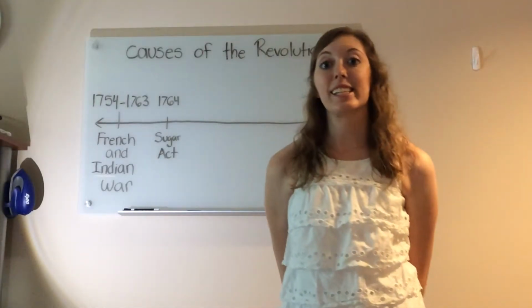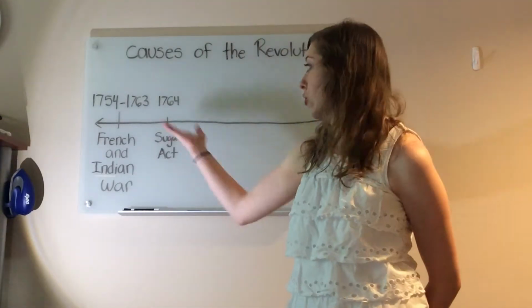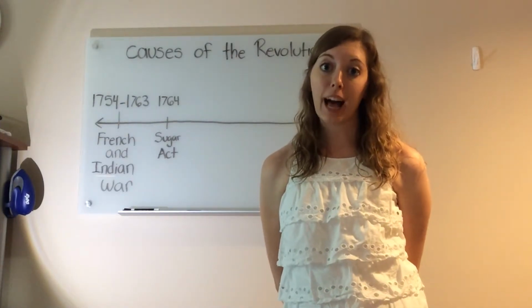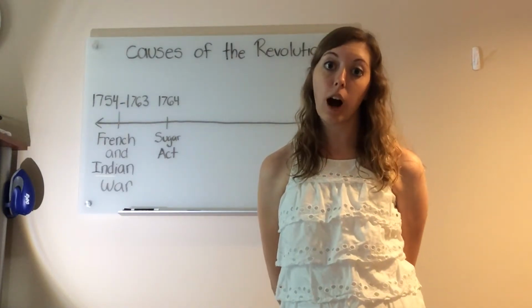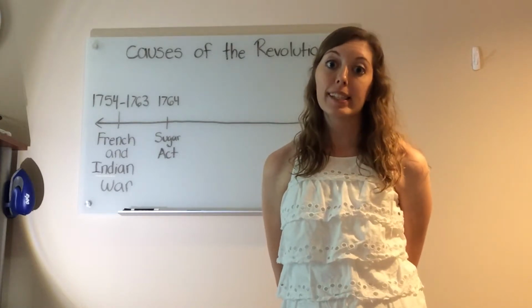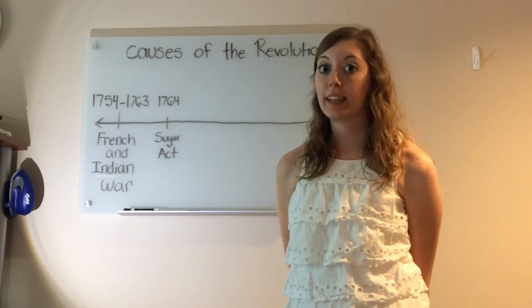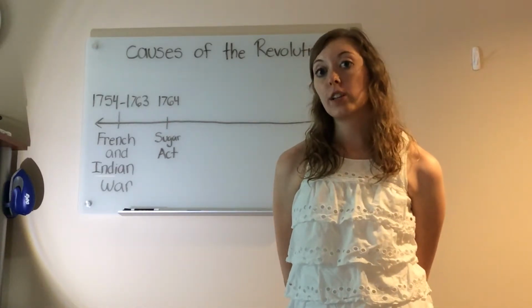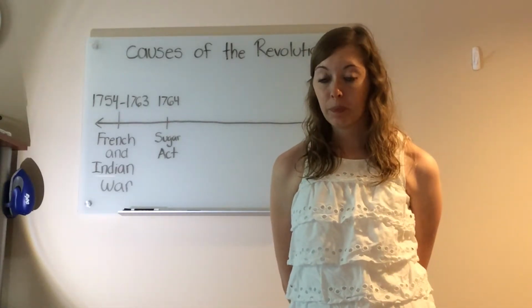In 1764, King George passed the Sugar Act. This act was a tax on molasses, which was a sweetener commonly used at the time. And this tax was directly linked to King George trying to pay off the expenses of the French and Indian War that had ended a year earlier.